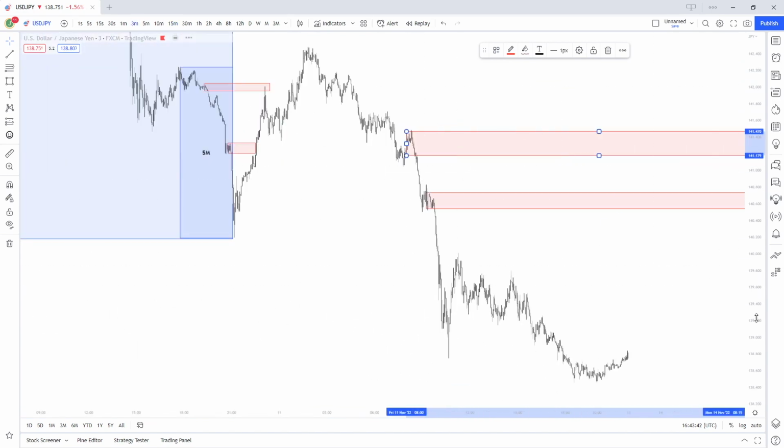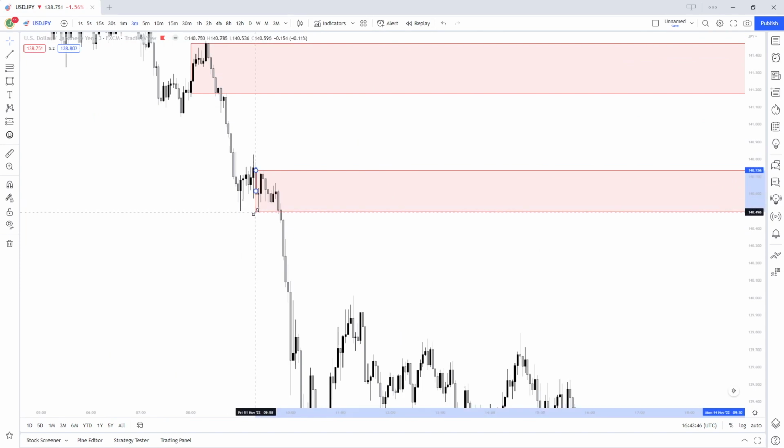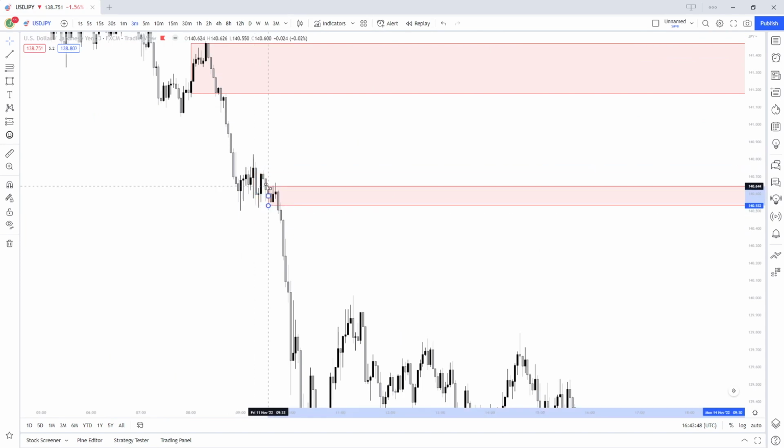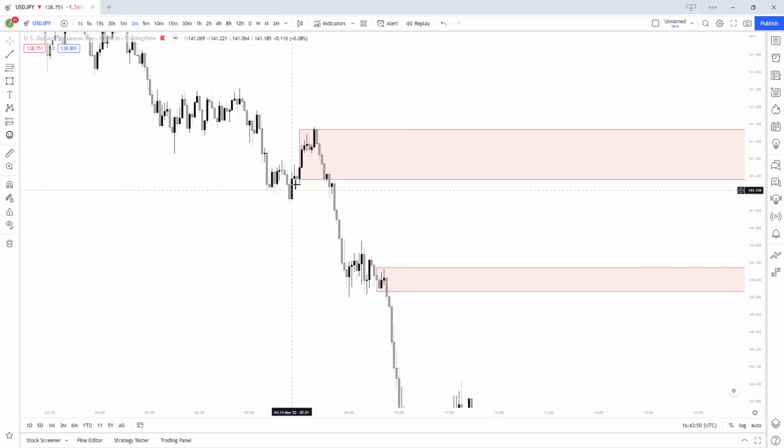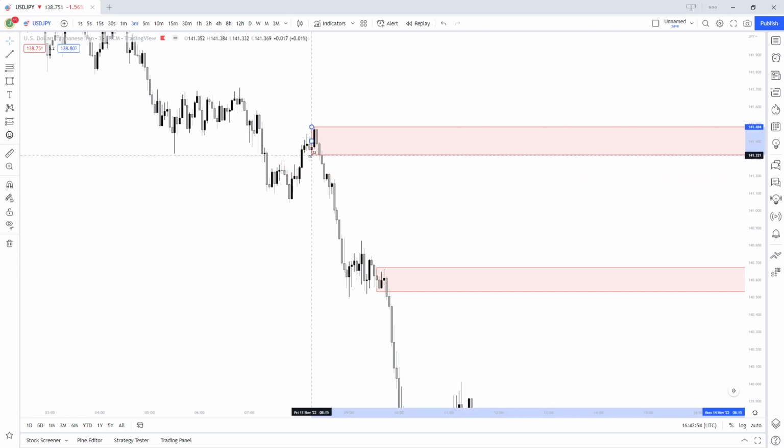Now let's go down to the 3-minute, just to look inside of here further, and we can say, right, we do actually like the identification of this buy to sell. And then as we look inside of here, I also like the identification of this buy to sell there.